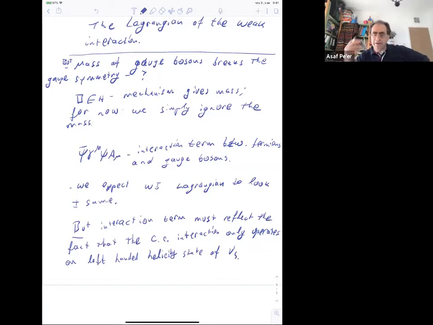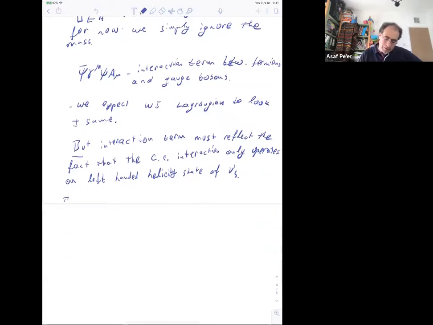Now, can we use the left-handed helicity state? No, we cannot. Why cannot we use it? Because it's not Lorentz invariant, right? We have the Lagrangian. Lagrangian must be a Lorentz invariant. So the helicity state is not particularly good, right? The helicity state is not Lorentz invariant.